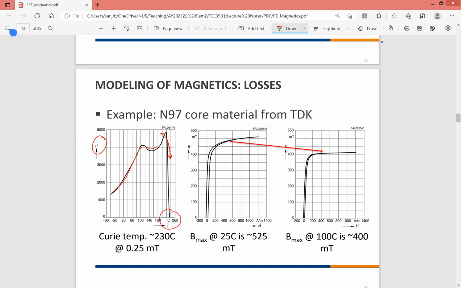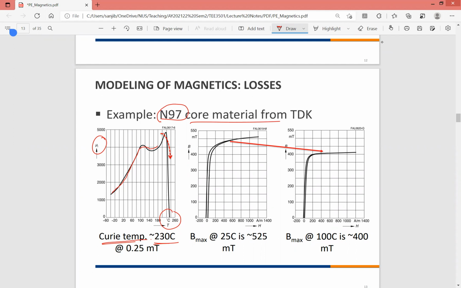So even though there is current flowing, the electromagnet will not act as a magnet anymore, right? Beyond a certain temperature, that's called Curie temperature. Different materials will have different values. Here is an example for one material which is commonly used in power electronics, called N97 material. That material has a Curie temperature of 230 degrees centigrade.